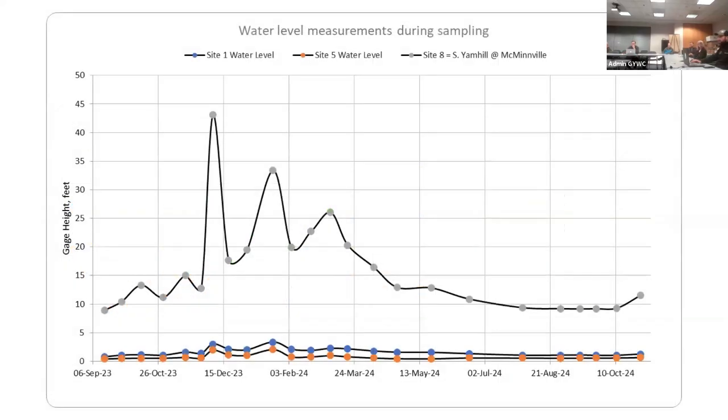Here are those water level measurements. The lines aren't the actual data. I just wanted to show that for visual effect. But these points are the water levels that I captured at each of the sampling events that I had. So this is the South Yamhill River up here, and then these data points down here are Deer Creek for the blue, and then orange is for Muddy Creek. And you can see they coincide with the flows of the South Yamhill.